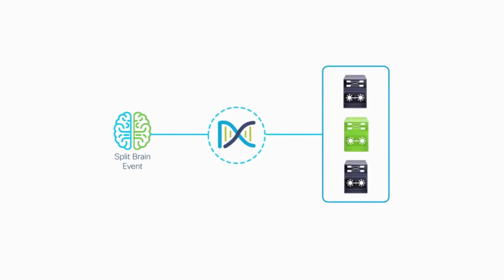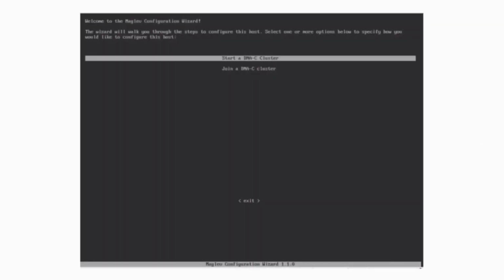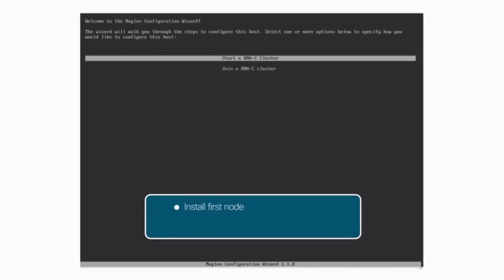To correct a split-brain event with Cisco DNA Center, begin by setting up the first node in the cluster. For this, you must choose the Start a Cisco DNA Center cluster option while installing the node. Complete the installation of the first node along with the virtual IP address and the intracluster link, and then wait for the services to be available. The installation of a node can take up to 90 minutes.